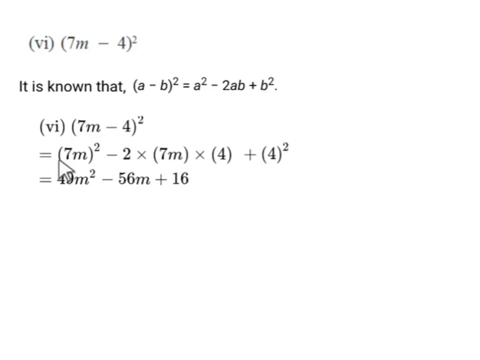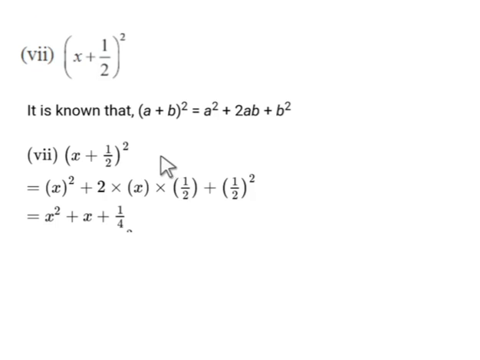Now (7m) whole square is 49m square, minus, now multiply all the numbers, 2 7s are 14, 14 4s are 56. So you will get the middle term as 56m, plus 4 square, that is 16. Hence the expansion of the given example is 49m square minus 56m plus 16.